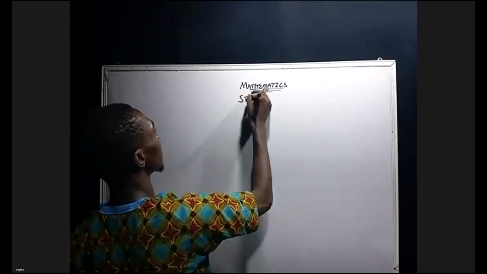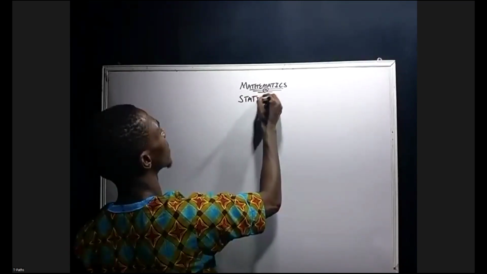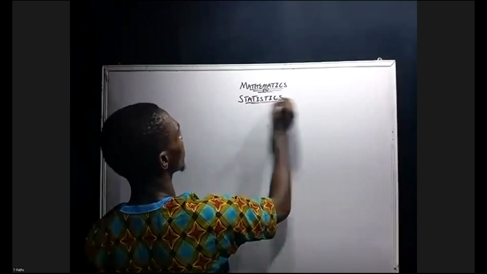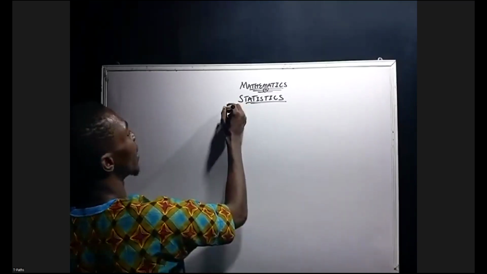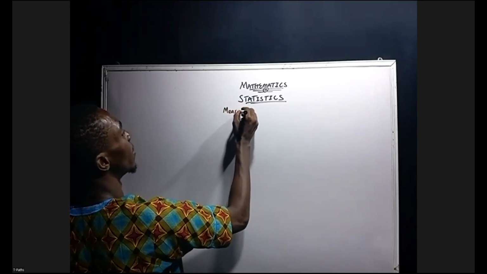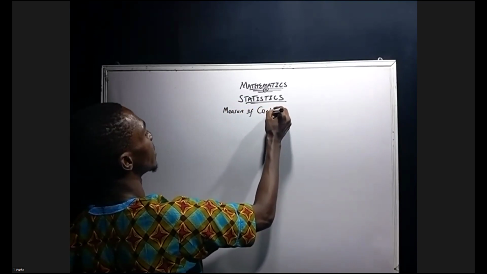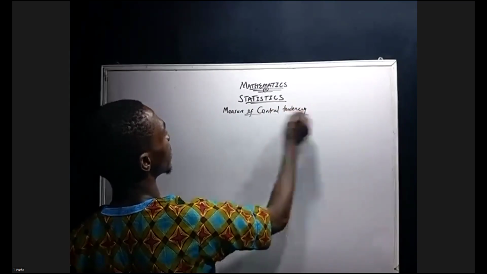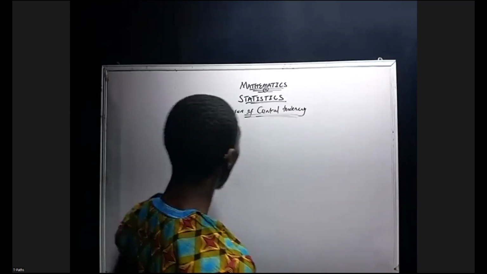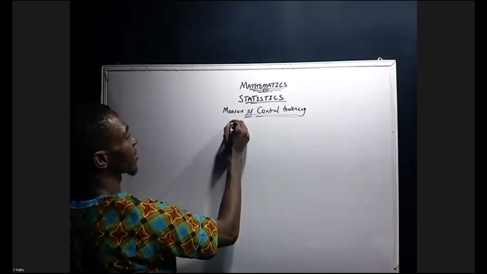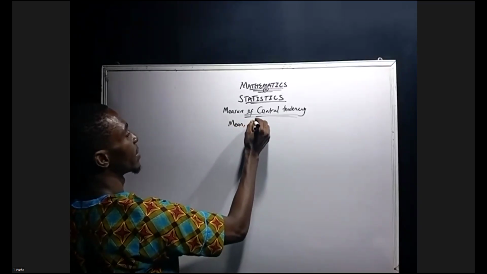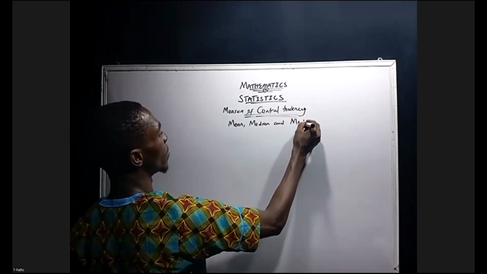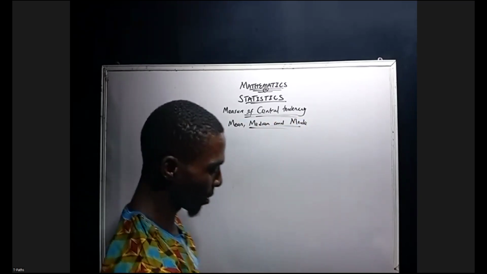Today's class is on statistics. Stats. So here we have a measure of central tendency. That is all we are focusing on today. And what this is talking about is mean, median, and mode. This is what we are focusing on today.